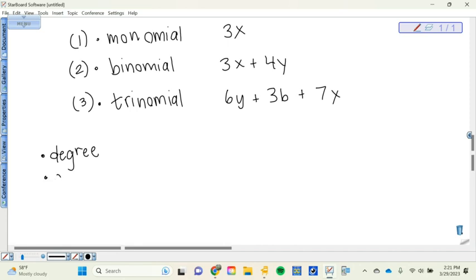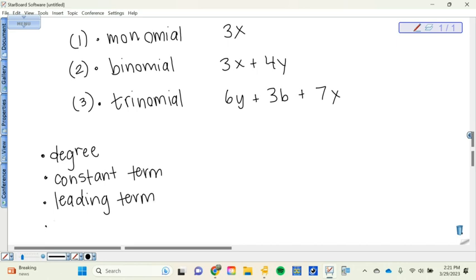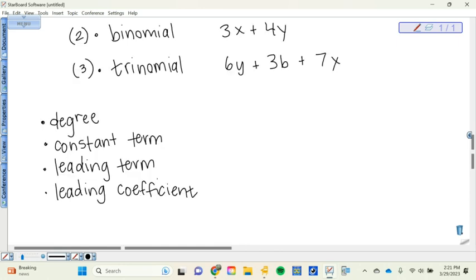Degree, constant term, leading term, leading coefficient. Are we supposed to be writing this down? Yep. Okay. 4 new little terms, and rather than writing out the description or the definition of these things, let's just look at an example, okay?